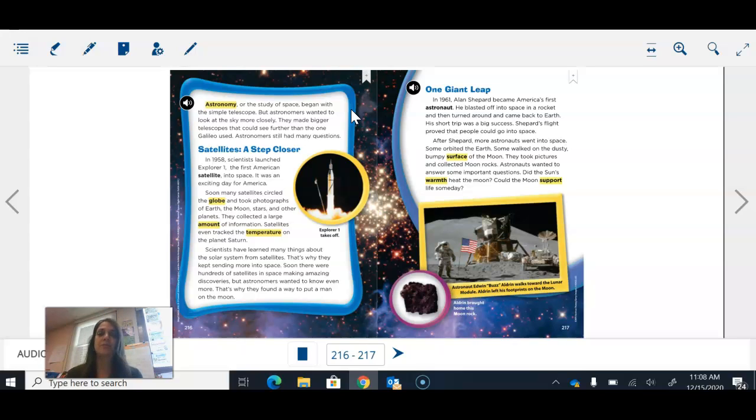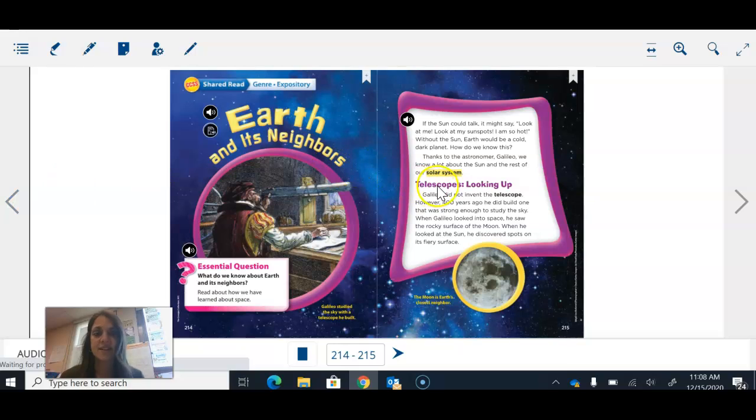So again, we're learning about how telescopes gave us information about space, because the heading told us telescopes looking up gave us clues that we were going to read about facts on how telescopes helped us learn about space.